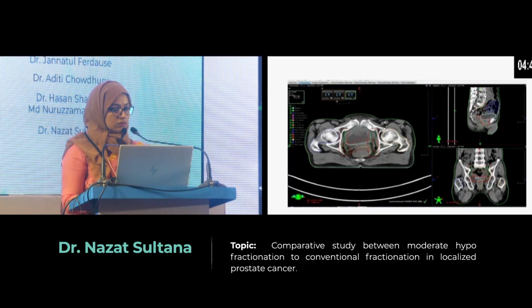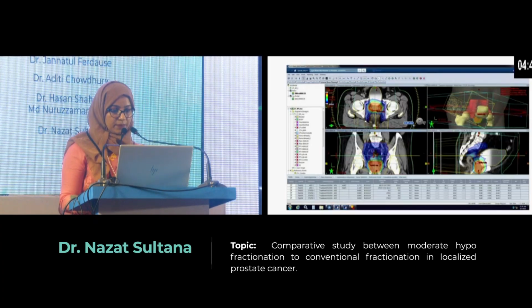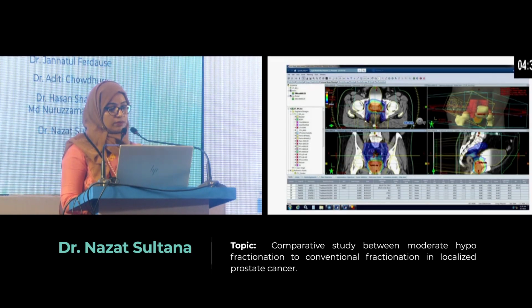These are the volumes of the CTV and the PTV, the target organ, and the organs at risk. And these are the dose distribution, or dose color wash, of the CTV and the PTV, and also the beam arrangement.